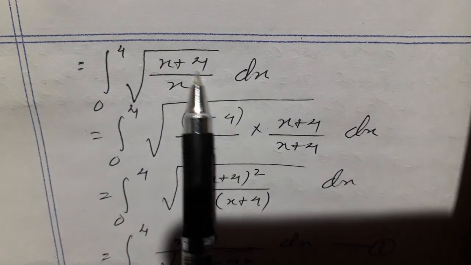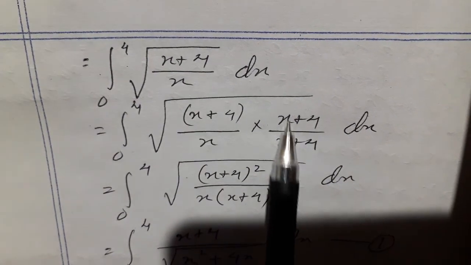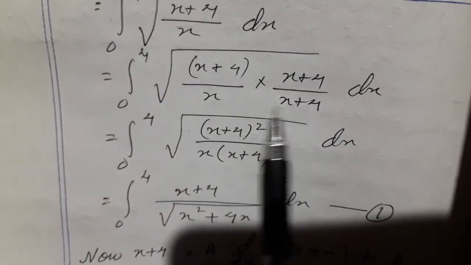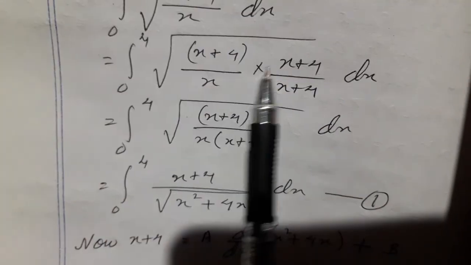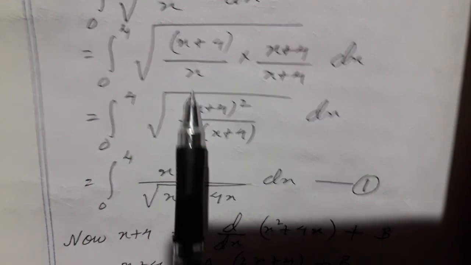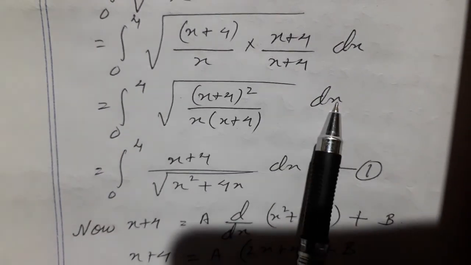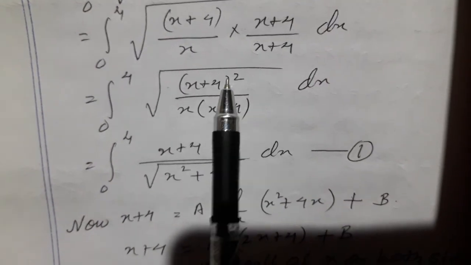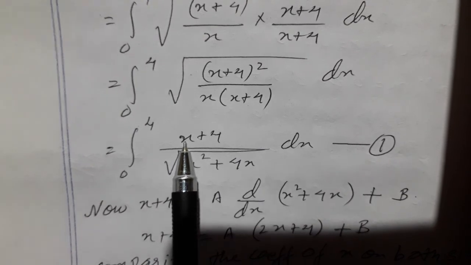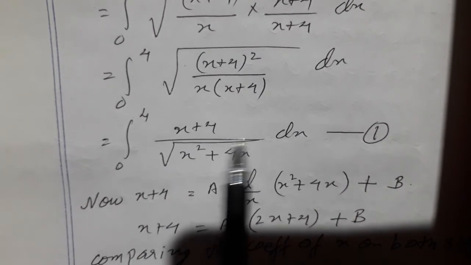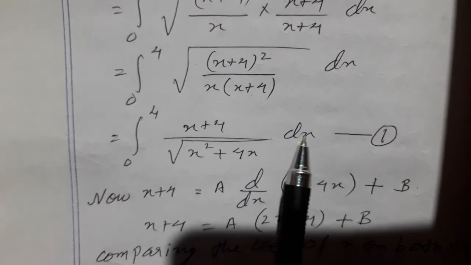So you multiply with x plus 4 again, x plus 4 divided by x plus 4. So we get x plus 4 whole thing square, x into x plus 4, dx. So x plus 4 whole thing square will come out of the square root. So we are getting x plus 4 divided by square root of x square plus 4x dx.